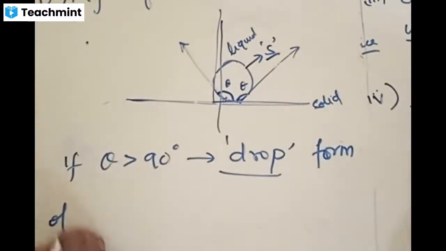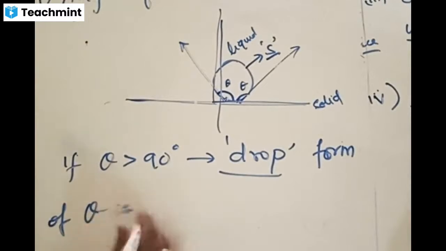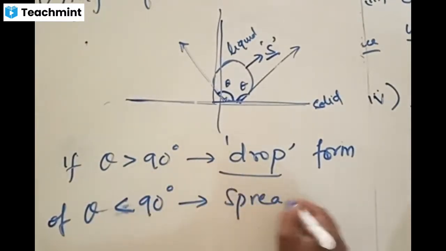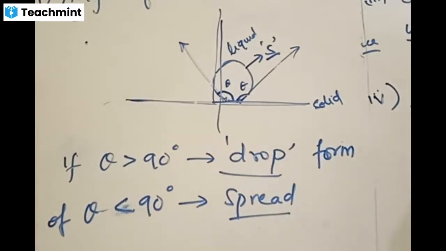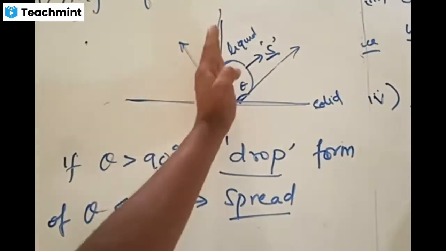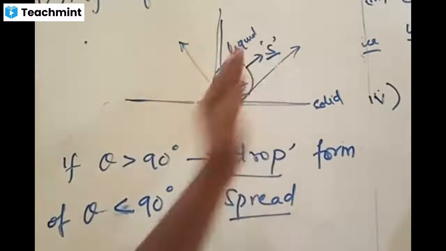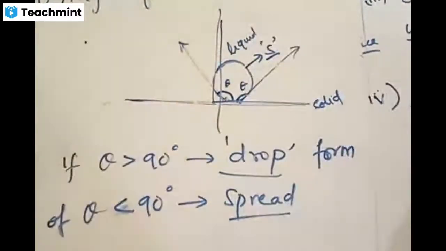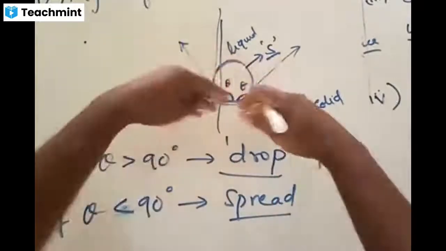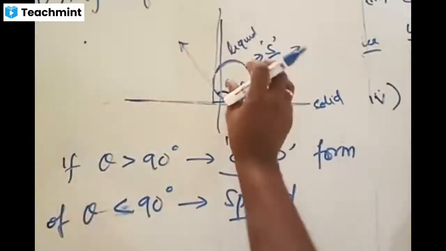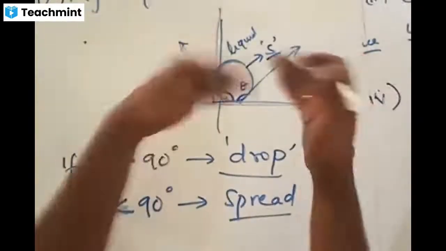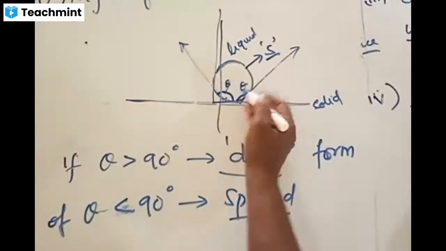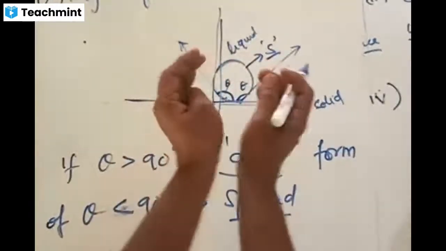If theta is less than 90, then it is regarded as spread. What do you mean by spread? If theta is less than 90, theta should be here. If both are inside, how is this outer surface going to be? It is now going to be compressed. If these are greater, then you get some kind of arc shape, and that forms a drop. If the angle is less than 90, you get something like this. It is not going to have some kind of spreading.